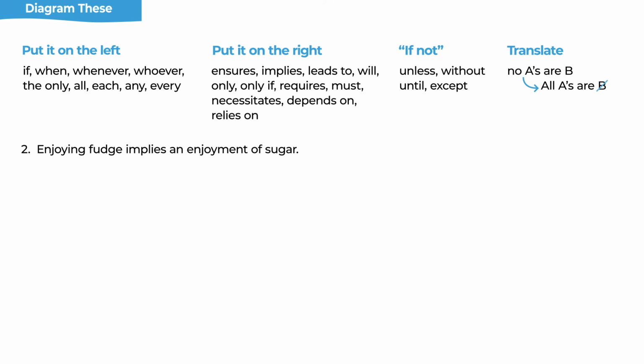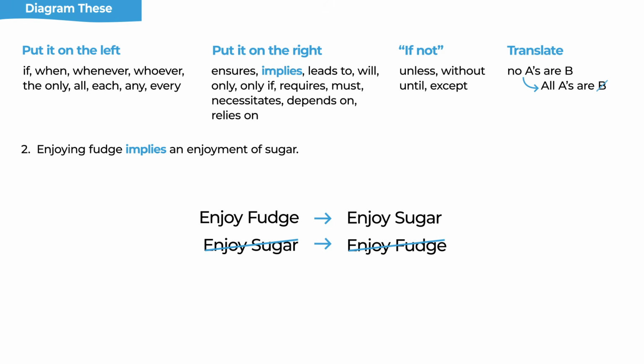Number 2, the keyword is implies. Implies signifies a right side idea. You want to think of it as the arrow. So we would put enjoyment of sugar on the right. And we could think of this as enjoying fudge implies enjoying sugar. Contrapositive: if you don't enjoy sugar, I do not recommend fudge.